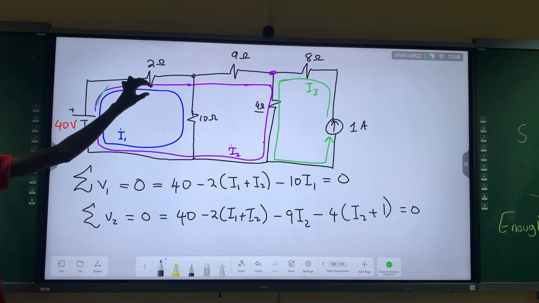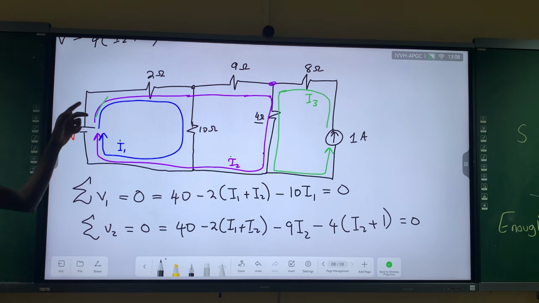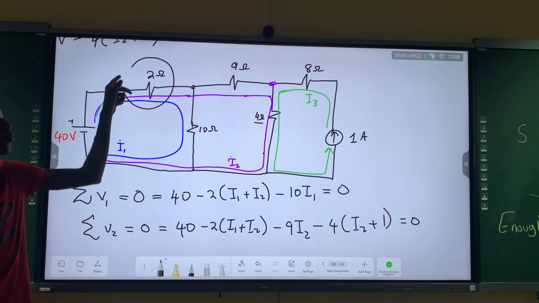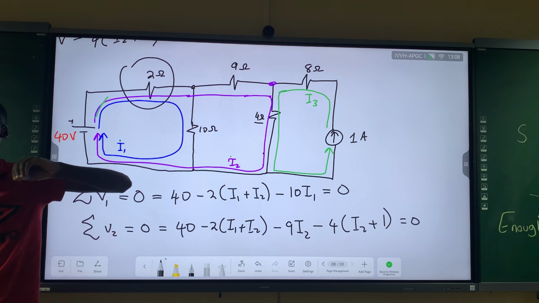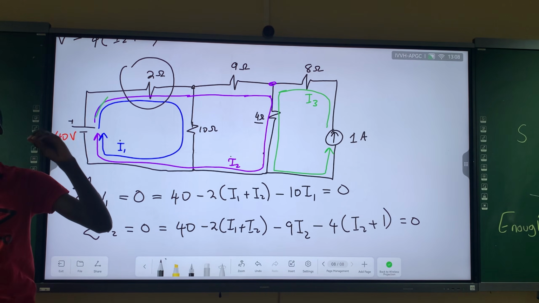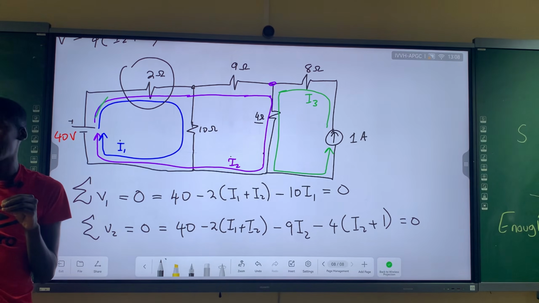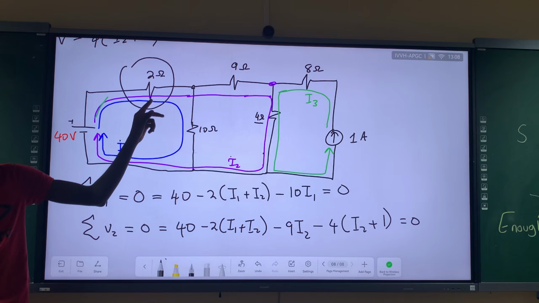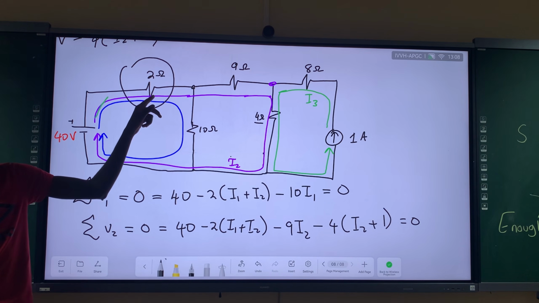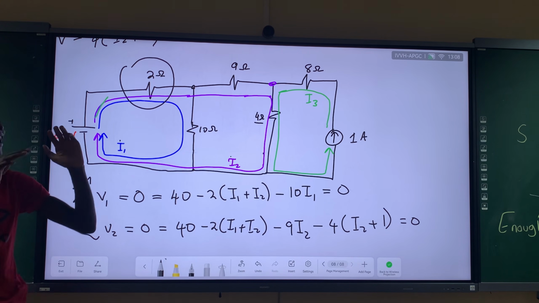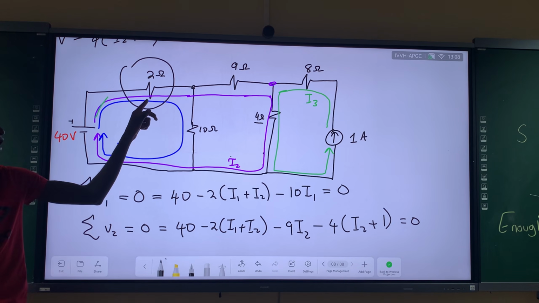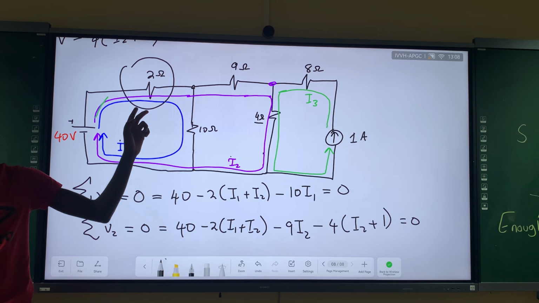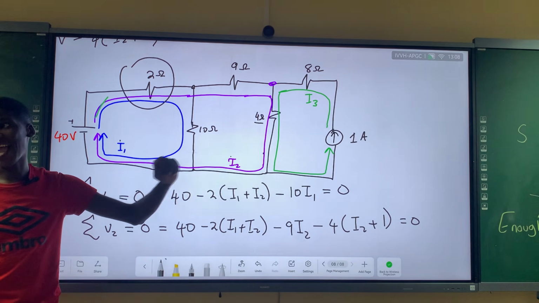Okay, so we are talking about the loop current here. Let's say we are talking about this 2 ohms resistor and we want its voltage. We look at how many loops are passing through there, no matter how many loop currents we can draw through that resistor. In this case, we could draw 2: the blue one and the purple one. So the total loop current there is the blue I1 plus the purple I2. That's why I write 2 into (I1 plus I2).